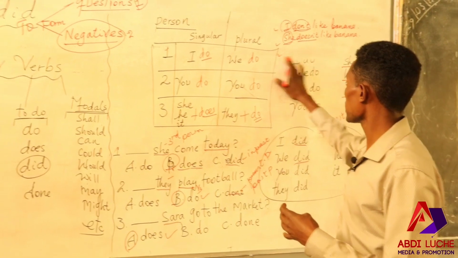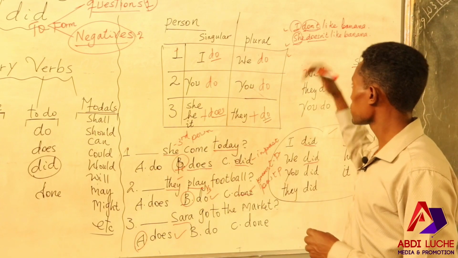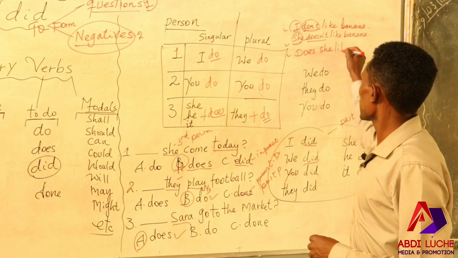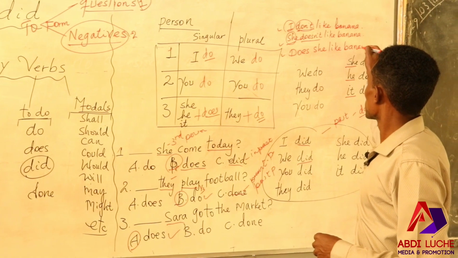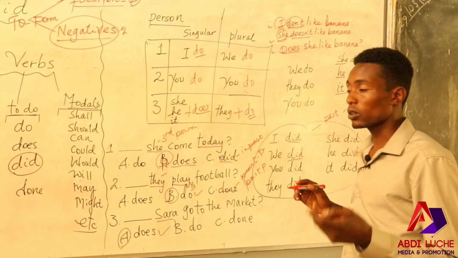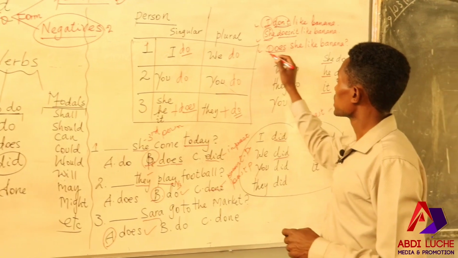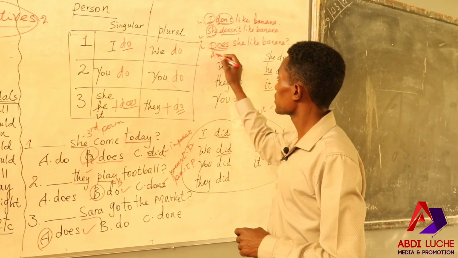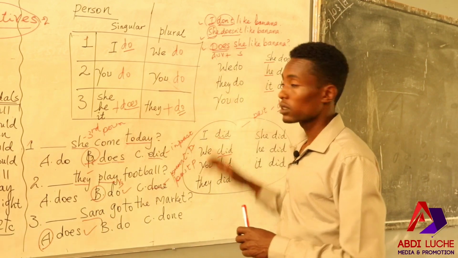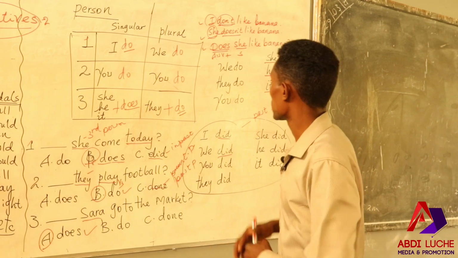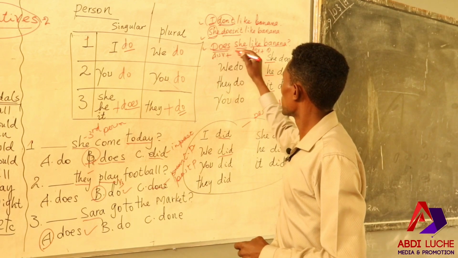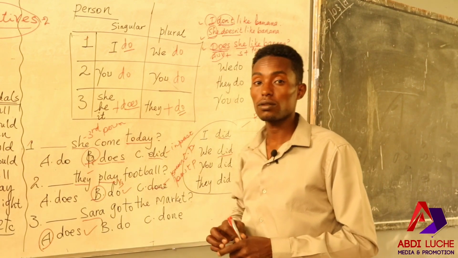Now, I formed for you as an example the two negatives. Let's make a question. Does she like banana? Here, this is a question statement or interrogative sentence. Does is the auxiliary verb. She is the subject. So, we use does with third person singular also to form questions. This is the object. This is the main verb. So, we have this formula.